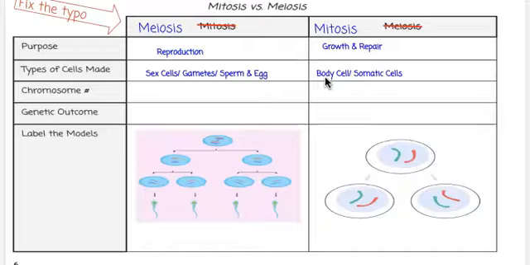Next, mitosis makes your toes, sis. It makes your body cells, and this is a fancy term called somatic cells. And we're going to get into some examples of this later.